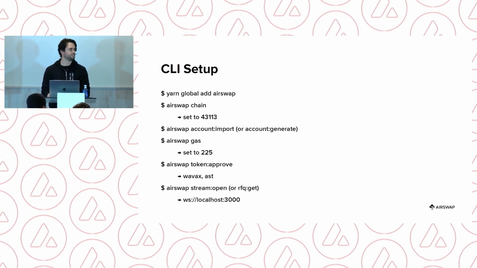So first step is yarn global add airswap. That'll install the airswap CLI. I already have it configured locally, but you would set the chain to 43113, which is the Fuji testnet. Import or generate an account. Set your gas to 225. Approve your tokens. In this case, we have wrapped AVAX and AST. And then you can stream open or RFQ get.